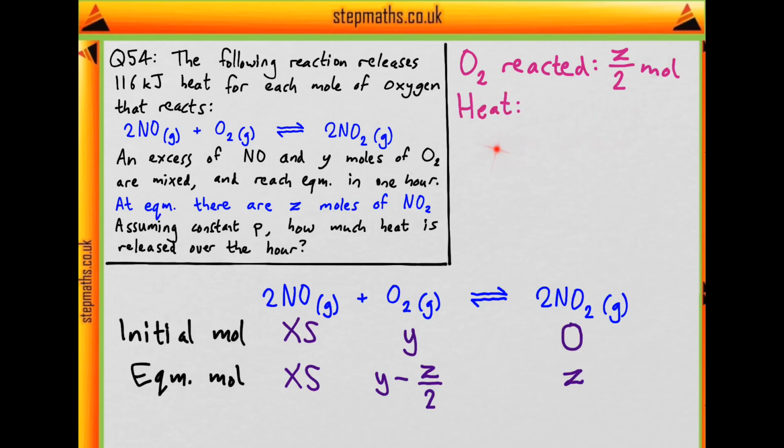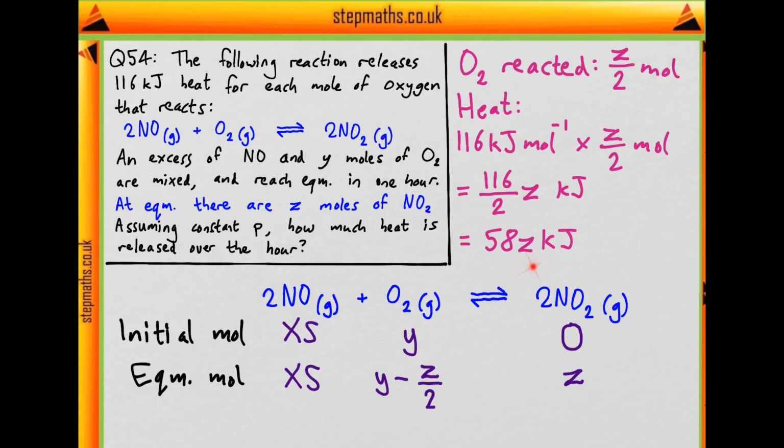So how much heat does that correspond to? Well, we know that 1 mole of oxygen forms 116 kilojoules of heat. So how much heat does Z over 2 moles produce? So if we multiply 116 kilojoules per mole by how many moles we have, Z over 2, that comes out as 116 over 2 Z kilojoules. What's 116 over 2? That's 58Z kilojoules of heat. And this corresponds to answer E on the question paper.